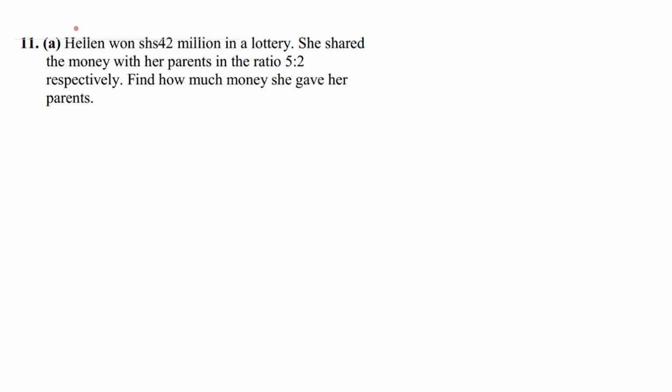Helen won 42 million in a lottery. She shared the money with her parents in a ratio of 5:2, respectively. Find how much money she gave her parents.